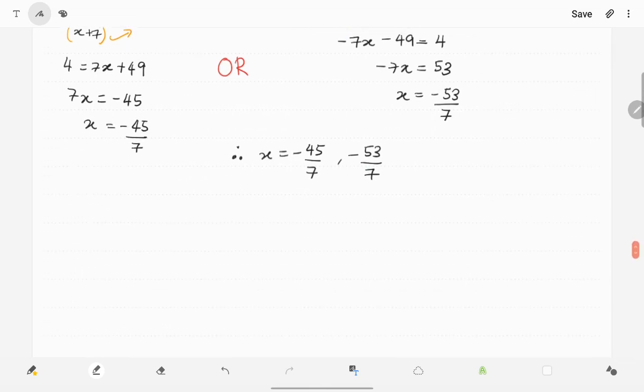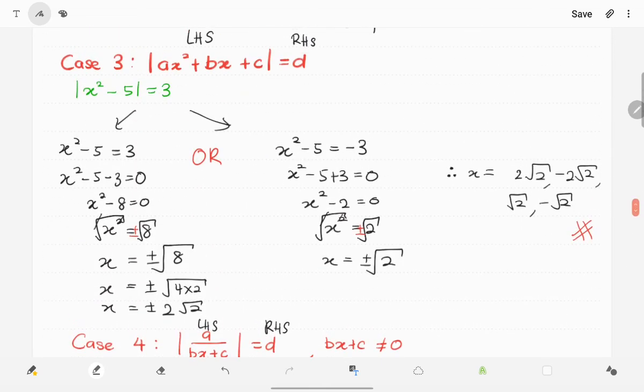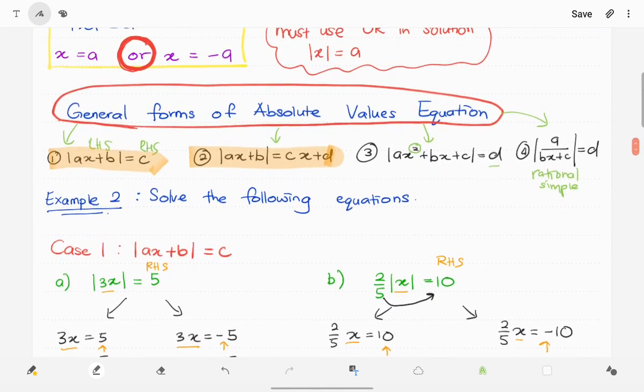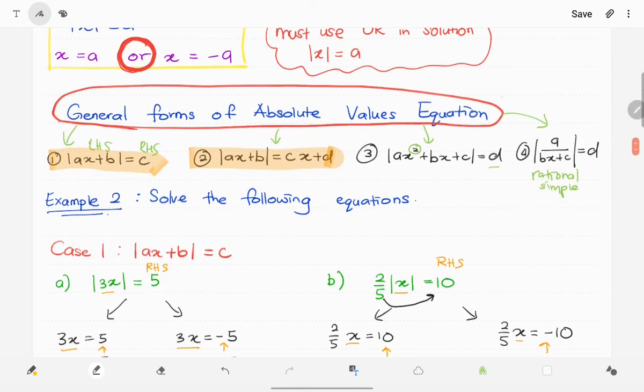Okay, so that's all the examples for the 4 cases of general form of absolute value equation. There are 4. Okay, so I hope that you will understand the examples that I've given, and please focus more on case 1 and also case number 2, because this is inside your syllabus. The 3 and 4 is for general knowledge, so you will see 3 and 4 again in PST.